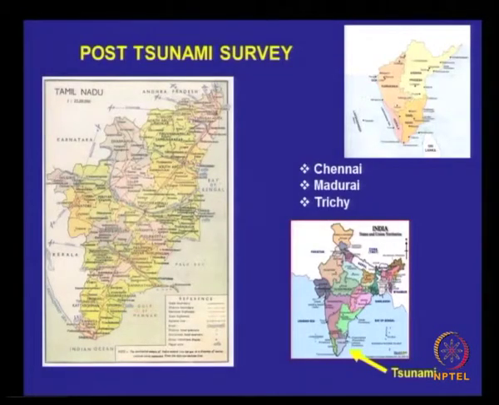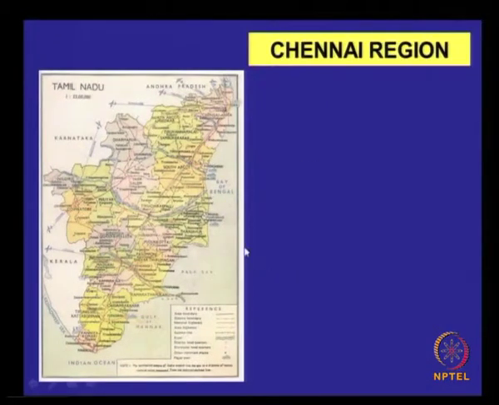Now we have done the post tsunami survey. So this is the map of Tamil Nadu. This is the affected area and we are somewhere here. This is the Indian map and we are somewhere here, and Nagapattinam should be somewhere here. Okay. So let me just show you the Chennai area. Chennai area is somewhere in this location. This is the stretch for the Chennai region.